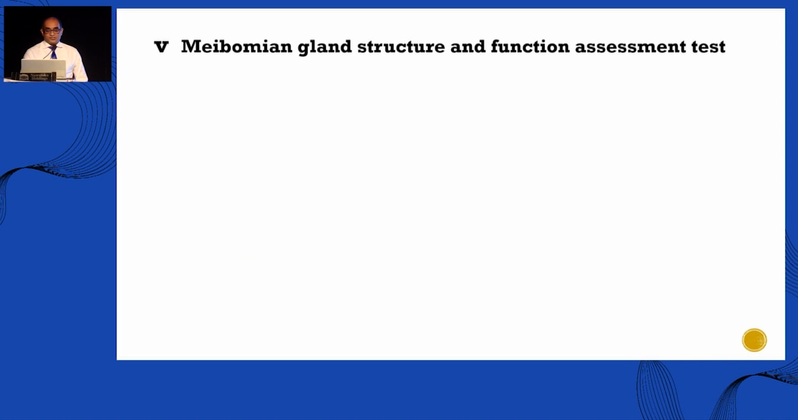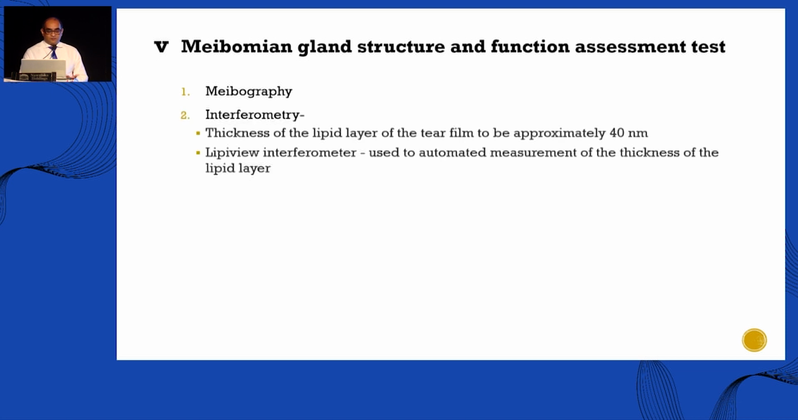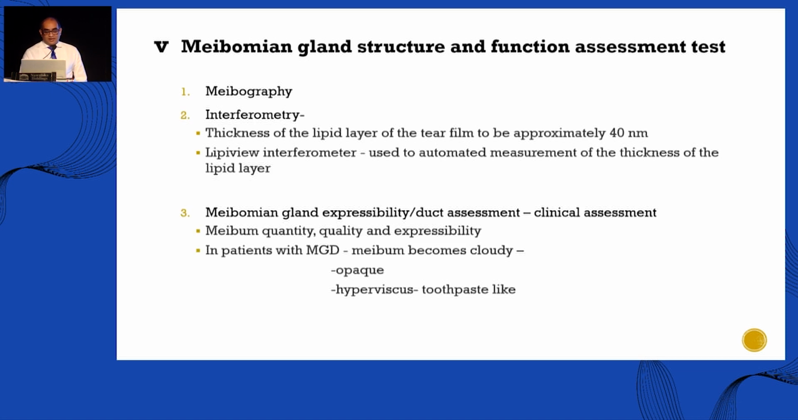Then the meibomian gland structure and function assessment tests are also available, which are more clinical and more available in our clinical setup: meibography, interferometry, and meibomian gland expressibility and duct assessment. When I talk about interferometry, you can assess the thickness of the lipid layer, which is about 40 nanometers normally, and lipid view interferometry is used as an automated way of measuring the thickness of the lipid layer.